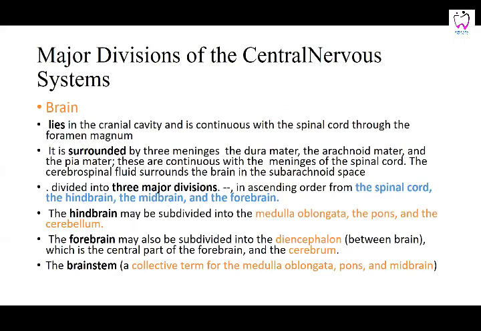Then, briefly talking about each part of the nervous system. The brain lies in the cranial cavity and is continuous with the spinal cord through the foramen magnum. It is surrounded by three meninges. Outermost is the dura mater, then the arachnoid mater, and then the pia mater. And these are all continuous with the meninges of the spinal cord.